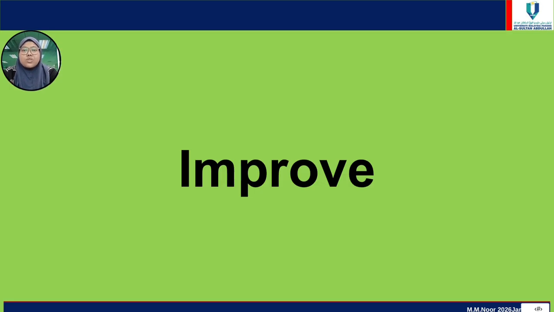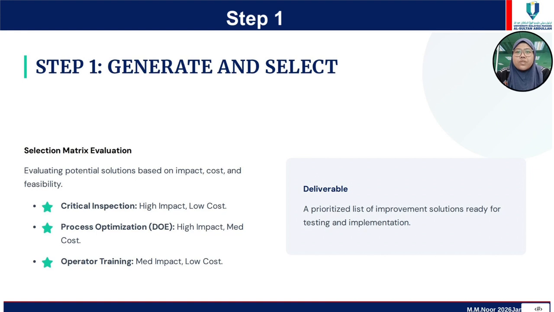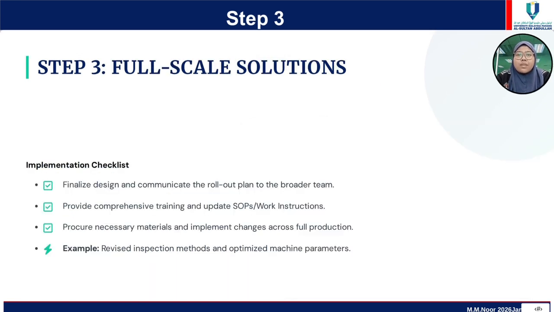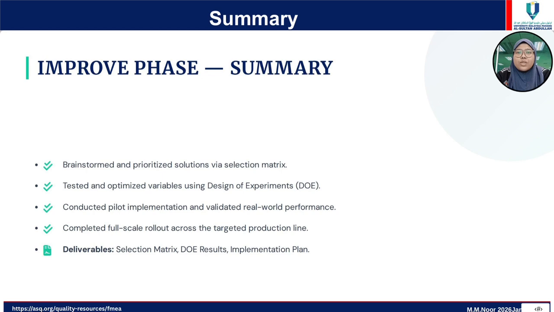In this stage, solutions are developed and implemented to eliminate the identified root causes. The team brainstorms different improvement ideas and explores possible solutions. The proposed solutions are evaluated based on feasibility, effectiveness, cost, and expected benefits. Selected solutions are implemented and tested to determine whether they successfully improve process performance. The Improve phase focuses on implementing practical solutions that address the root causes identified earlier.